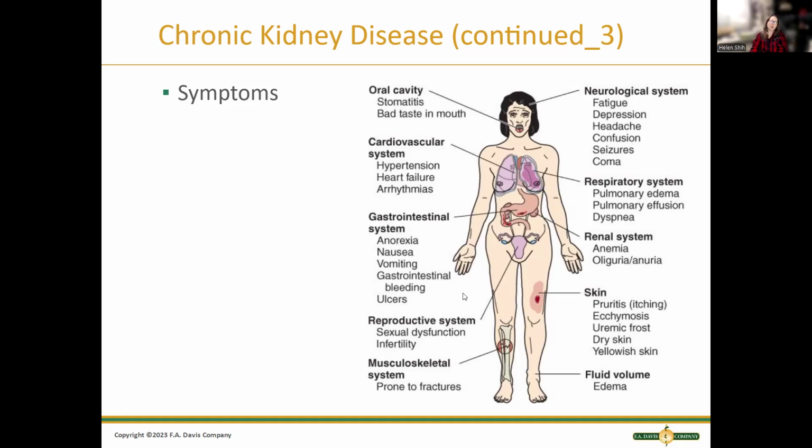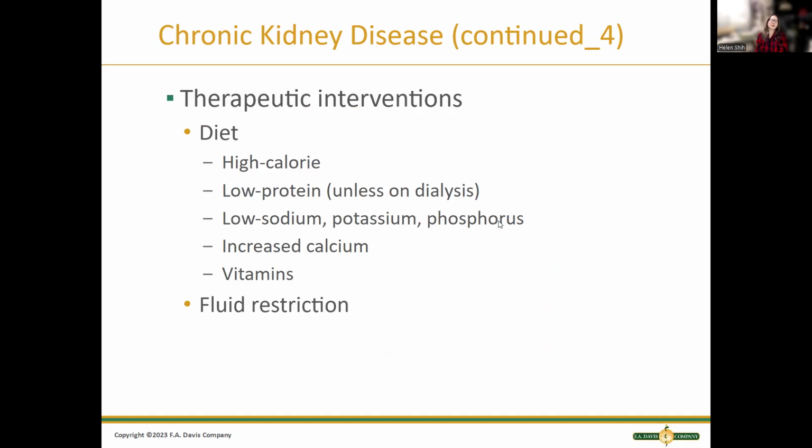And then in terms of fluid volume, we're going to have edema. The therapeutic interventions for chronic kidney disease is that we want them to maybe potentially manage through diet. Having a high calorie diet is actually helpful for somebody with chronic kidney disease because your body is so sluggish due to the accumulation of waste products that having high calories helps your body power through some of those waste products that are in the way.